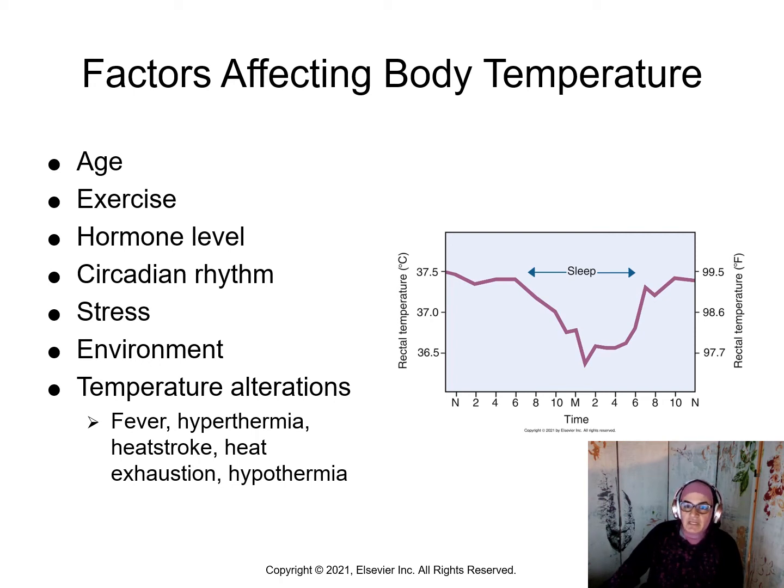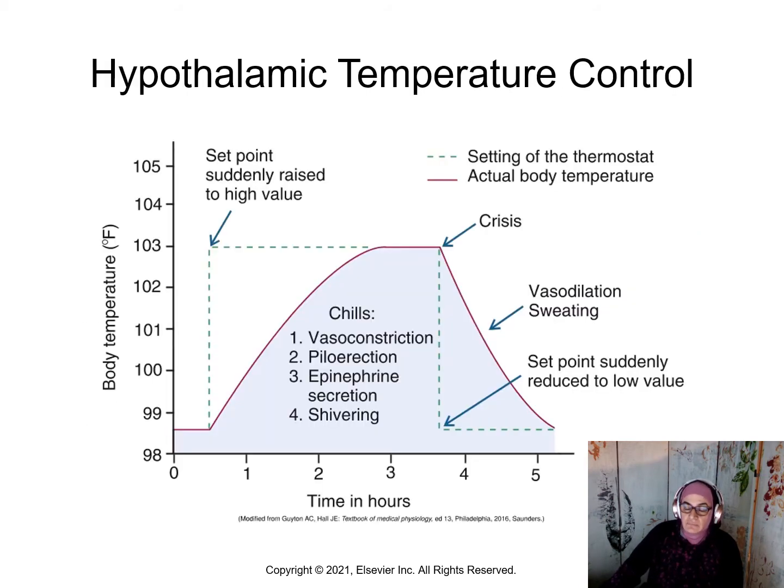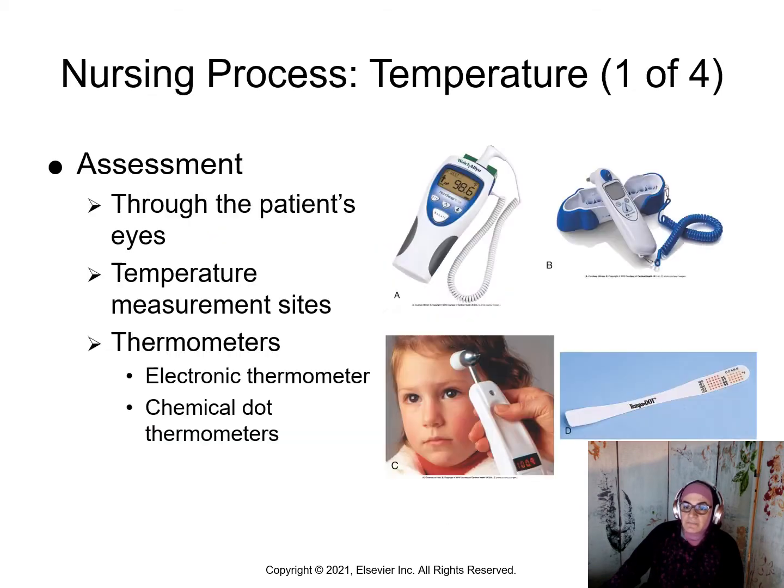So what does affect temperature? You need to know all those variables that affect the temperature. And voila, they're telling you that the hypothalamus is the center in the brain that controls temperature regulation. And these are some of the mechanisms for altering or trying to regulate the temperature in the body.